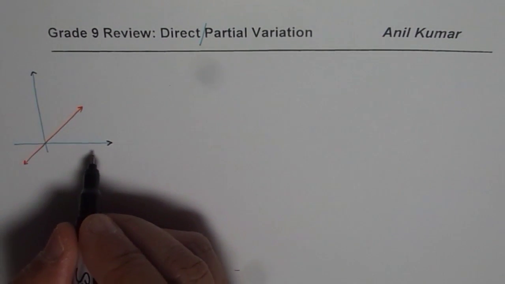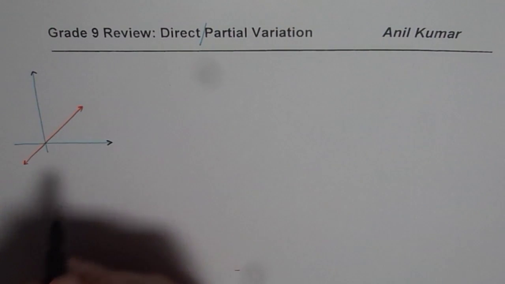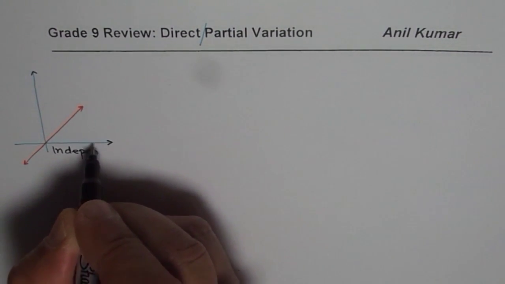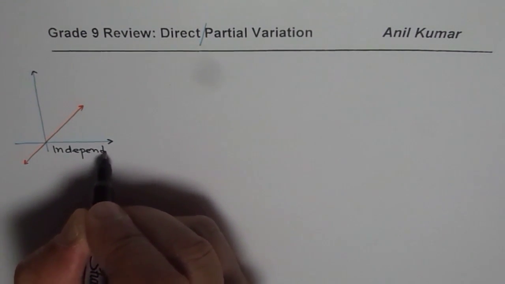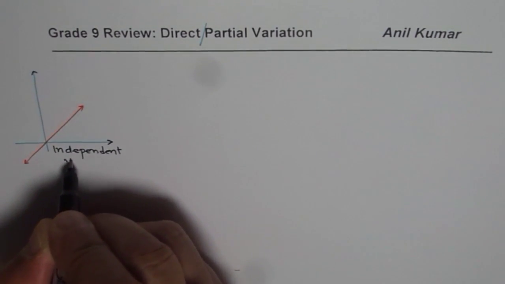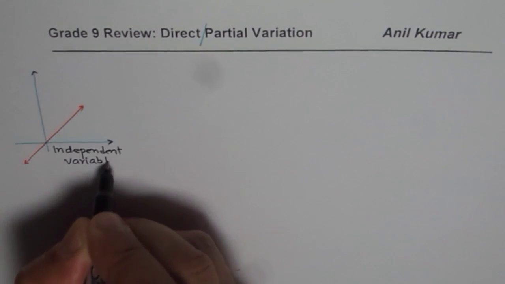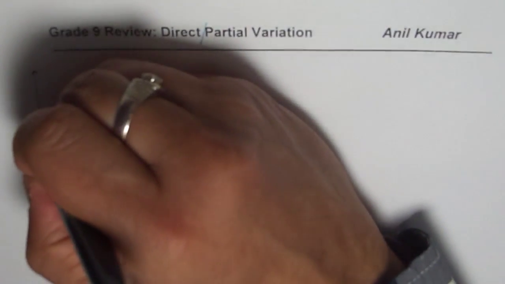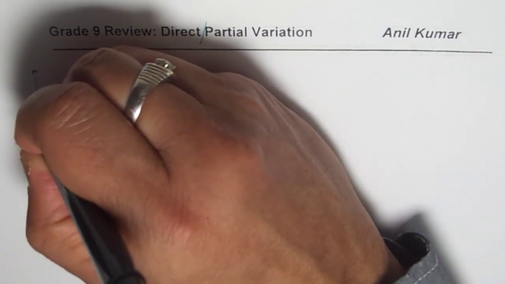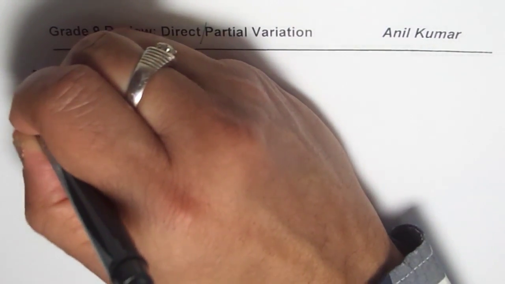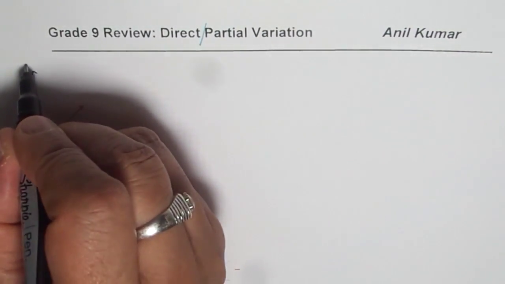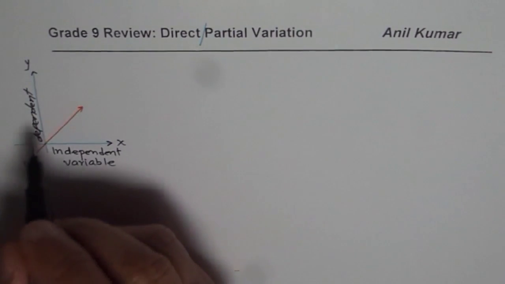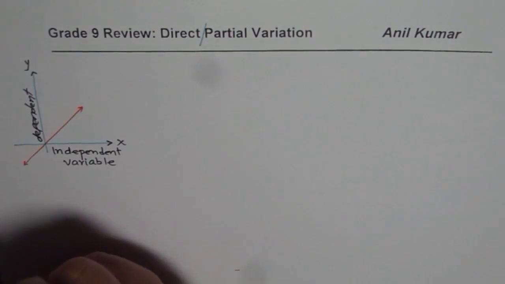So of these two variables, we consider one of them as the independent variable. The independent variable is always along the x-axis. So that is the independent variable, right? Normally we'll say x. And here we have the dependent variable. Let me write dependent like that. So we'll write y for the dependent variable. Direct variation, since it goes through 0.